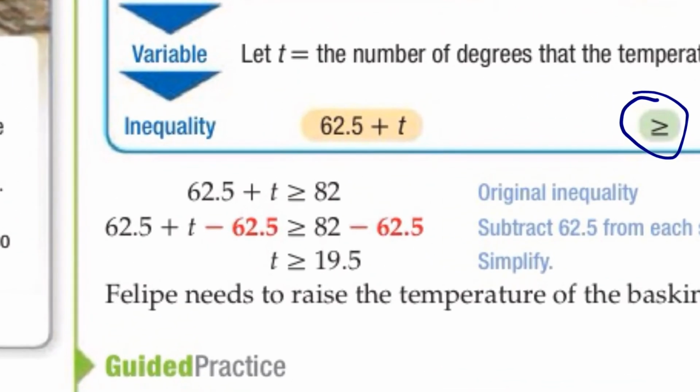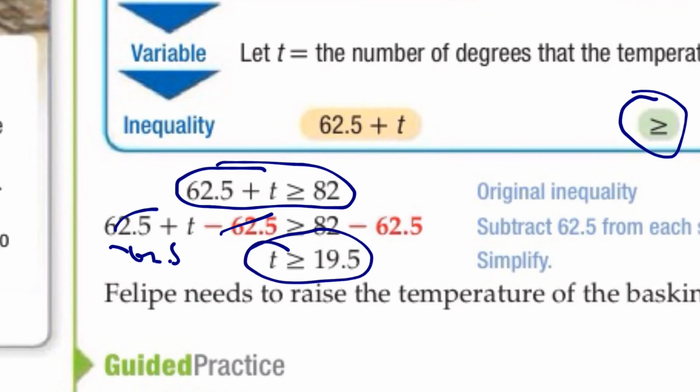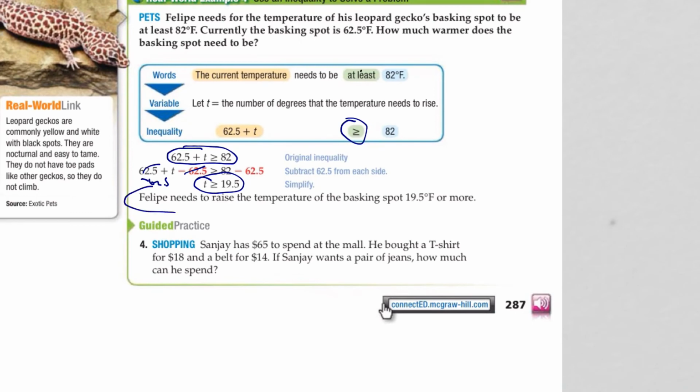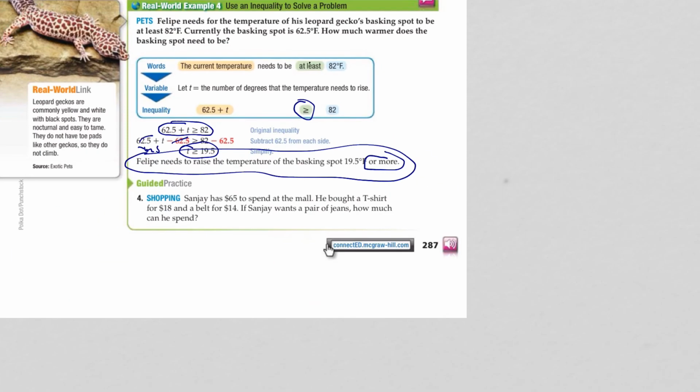So that's why they set up the equation 62.5 plus t has to be greater than or at least equal to 82. So how to do that? I subtract 62.5. Those cancel, and I get t is greater than or equal to 19.5. So we're saying Felipe needs to raise the temperature of the basking spot 19.5 degrees or more. Why do they put or more? Well, the reason is because it's okay if it's more than 82 degrees. It just has to be at least 82. So it could be 83, 84, 85. So that's what we're saying. He needs to add 19.5 degrees or more.